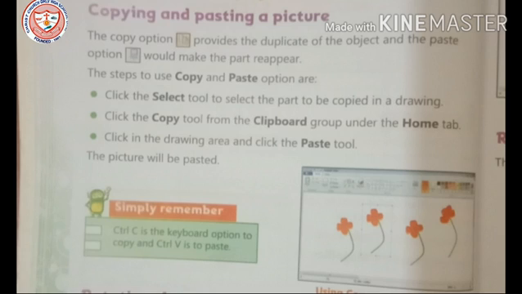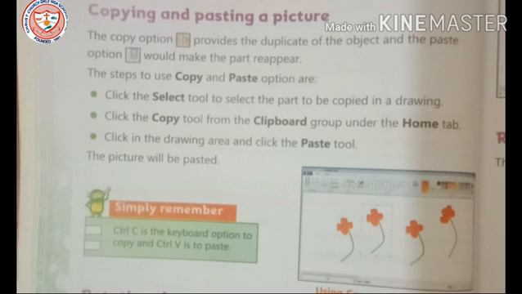Now what are the steps that we use to copy and paste? Click the select tool to select the part to be copied in a drawing. Then click the copy tool from the clipboard group under the home tab.